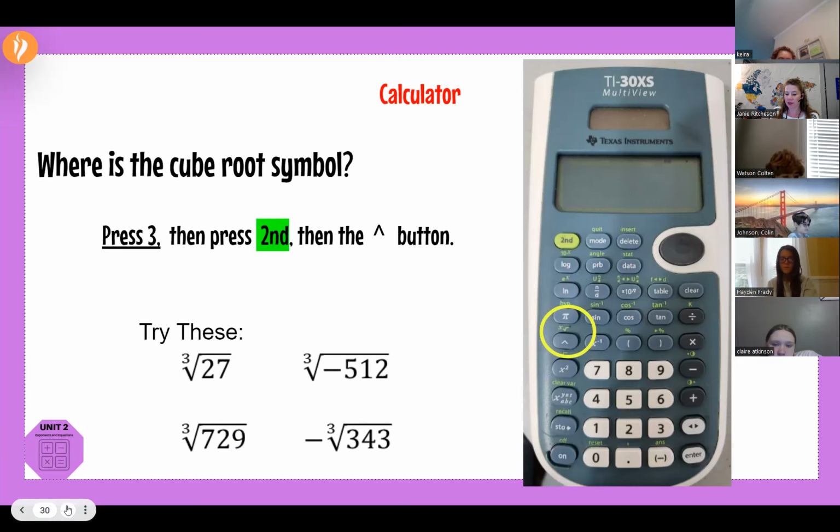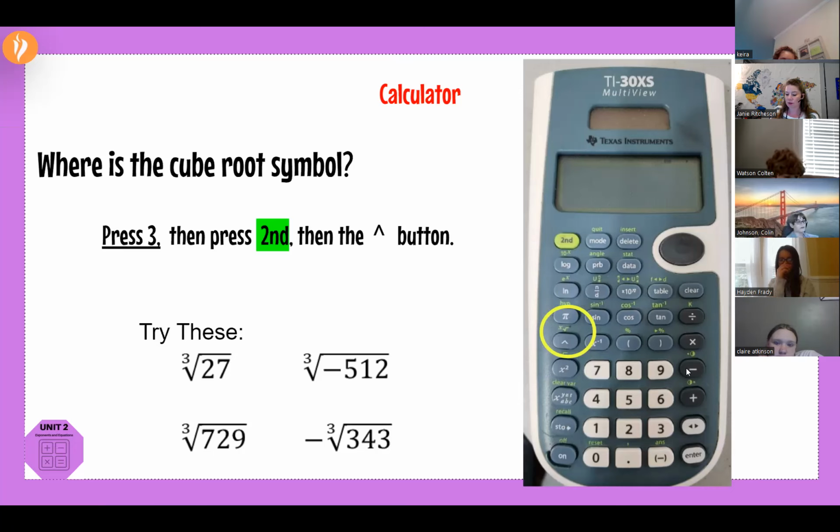Hit the little 3 first, and then the second, and then the caret button, and type in -512. I got an error. You did get an error? You have to hit the negative sign, not the minus sign. So you should get -8. If you didn't get -8, make sure you press the negative sign at the bottom, not the minus sign. So do it again and make sure you get -8.